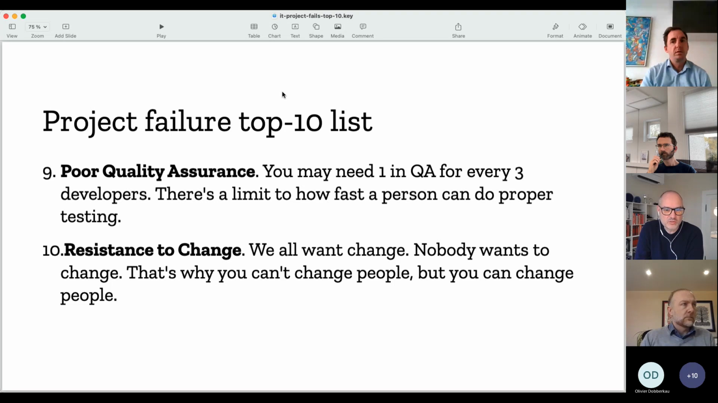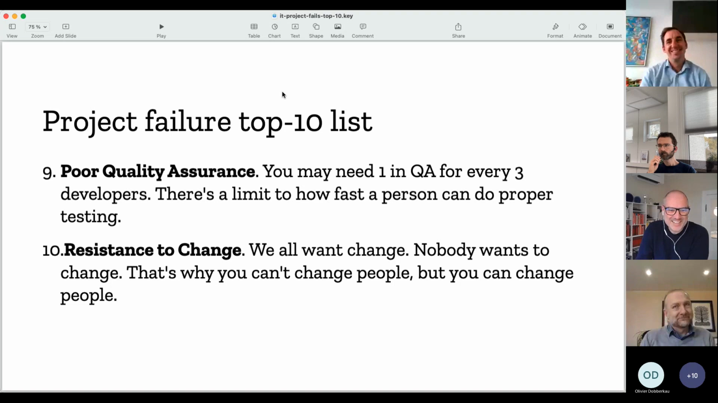And the last part is, of course, the most difficult, because everyone wants change, but they don't want to change themselves. And that's why you can't change people, but you can change people.